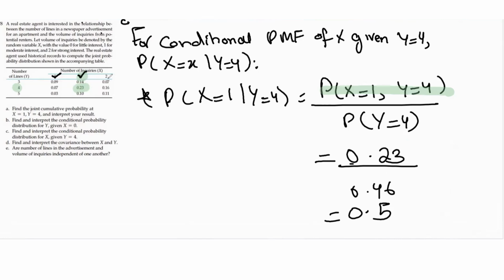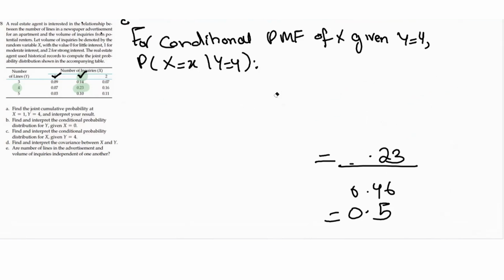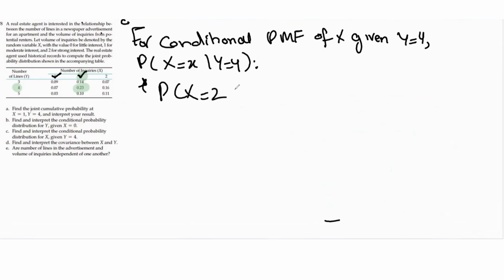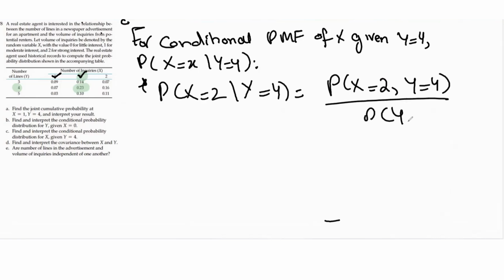So we're done with probability x is 0 given y is 4, and probability x is 1 given y is equal to 4. Now we need to do it for x is equal to 2, and then we'll be done with the conditional PMF of x given y is equal to 4, right? So now I want to find the probability x is 2 given y is equal to 4. Again, apply the definition of conditional probability. This is probability x is 2 and y is 4 divided by the probability y is equal to 4.